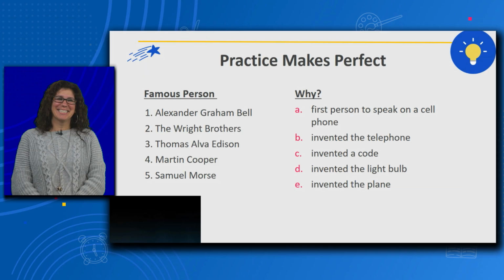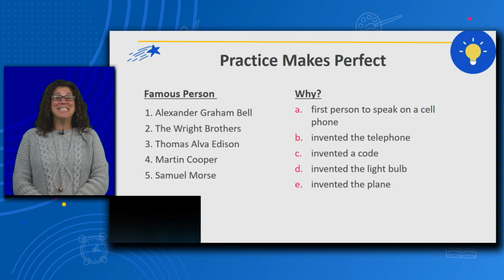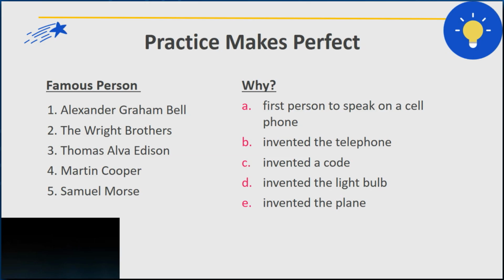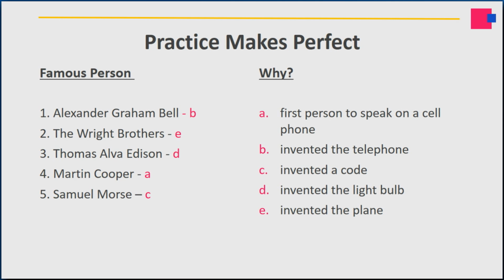Okay, so let's see if you did them right. First thing, Alexander Graham Bell. What did he do? He invented the telephone, B. The Wright Brothers invented the plane. That's E. Thomas Edison invented the light bulb. That's D. Martin Cooper, remember, was the first person to speak on a cell phone. That's A. And Samuel Morse invented a code.